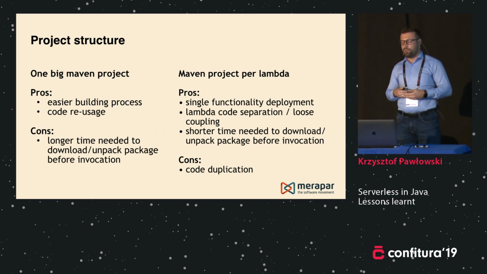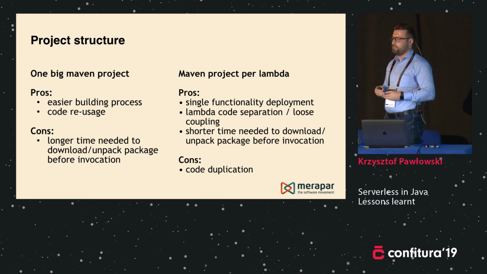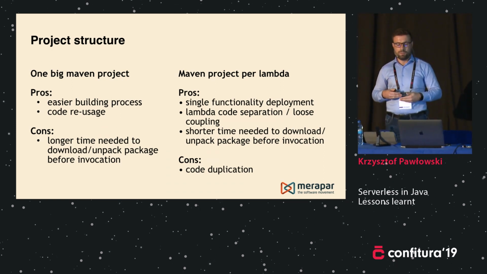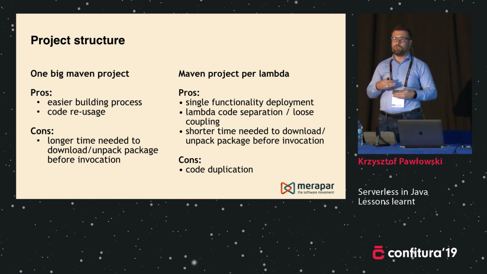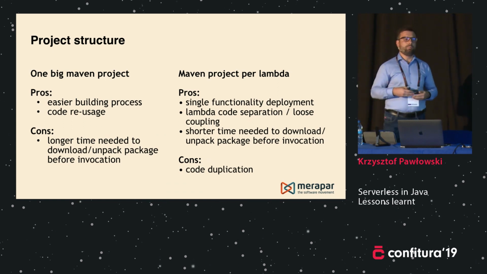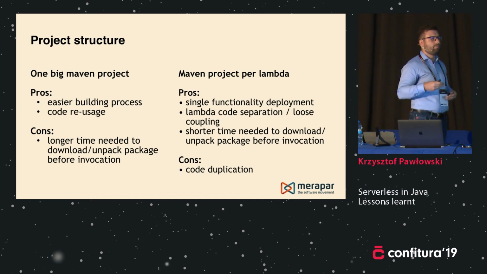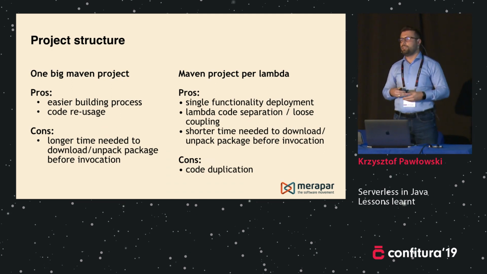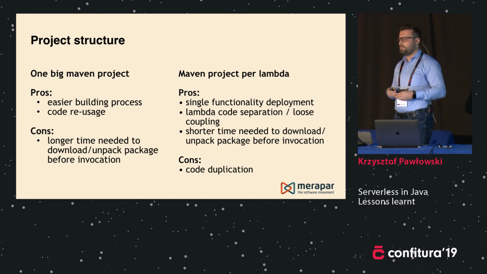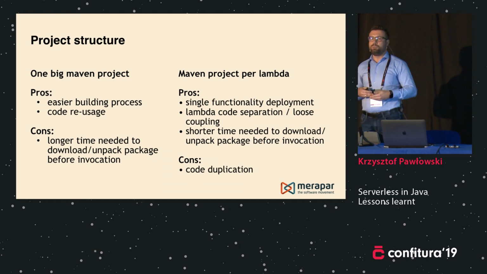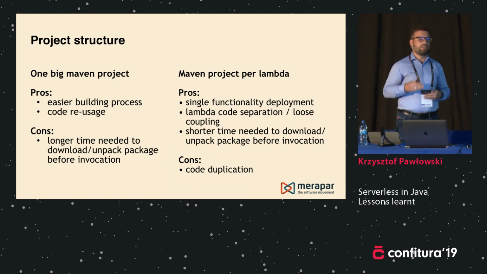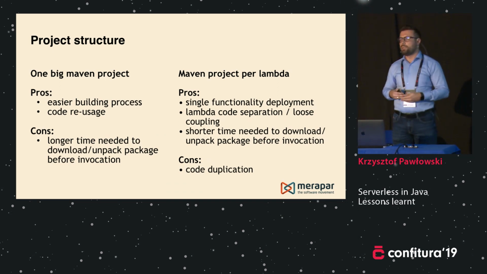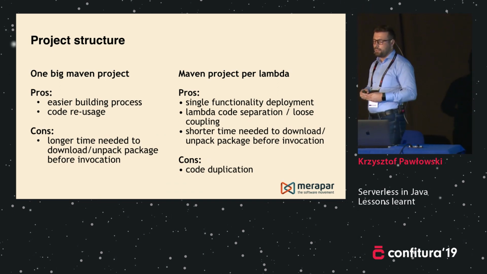And if we would go for project per Lambda function, then we will have the benefit of single functionality deployment. So there's a good code separation. We make sure that if we modify one Lambda function, then we don't break other Lambda functions. But it can lead to code duplication. Now that AWS Lambda Layers are available, we could have tackled this problem differently. But at the time that we started developing the service, they weren't available.